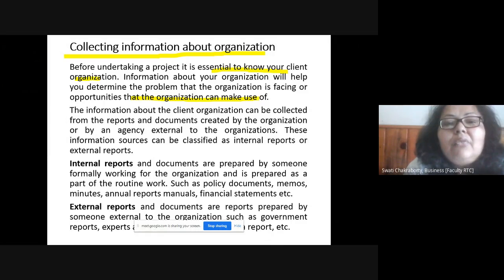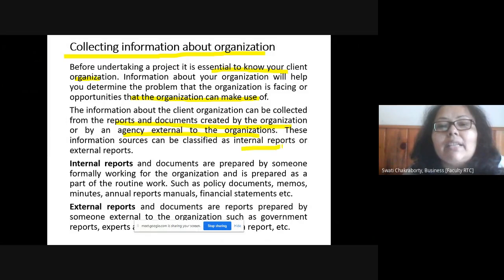And this information can be collected how? Through the use of reports and documents created by the organization, that is internal reports, or external reports, which are created by an agency external to the organization. Those created by the organization are called internal reports, and those created by agencies external to the organization are external reports.